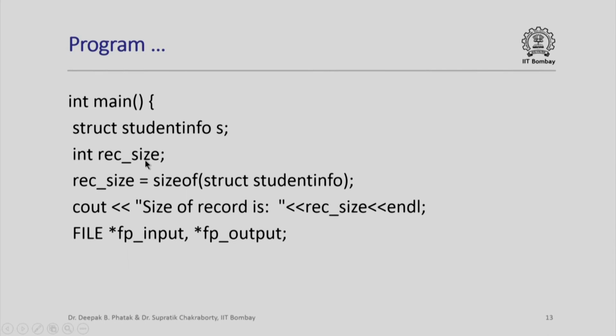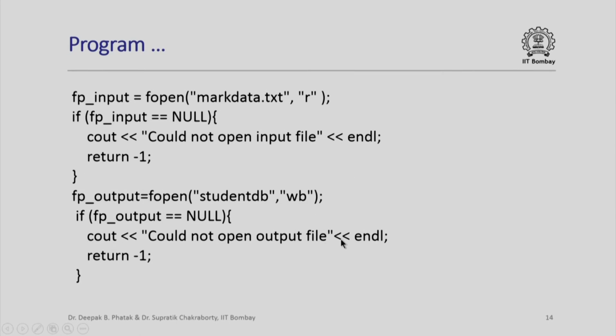We define the rec_size as mentioned earlier. We find out the value of rec_size by using sizeof, and we output it for our own information. The size of record is so and so. We define two files, fp_input and fp_output. As we already know, to begin with, we have to do some necessary housekeeping, namely open these files so that they are associated with appropriate external files.